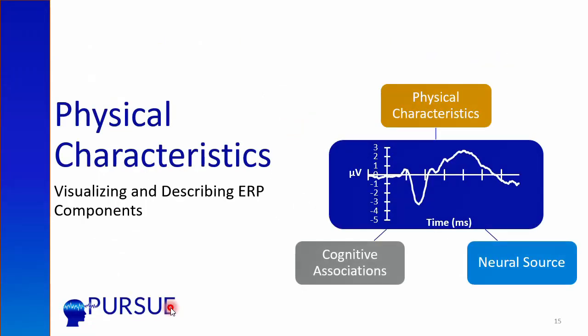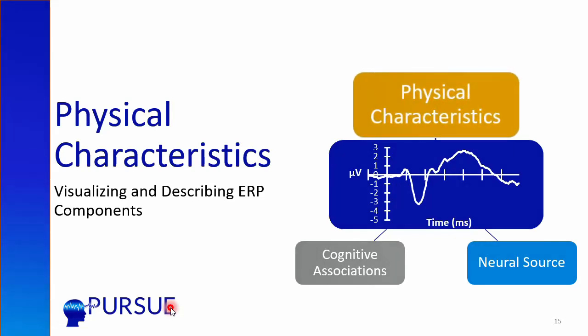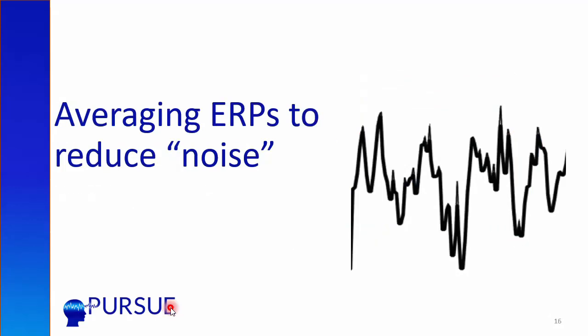So the ultimate goal of ERP data is to use the physical properties of the waveform to make inferences about neural dipoles, and in other cases cognitive processes. Researchers don't really get to see the actual neural dipoles. We have to infer them from the physical characteristics of the waveform itself. So we're going to dive into that.